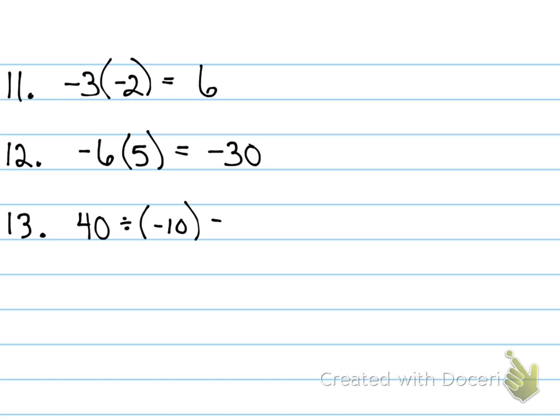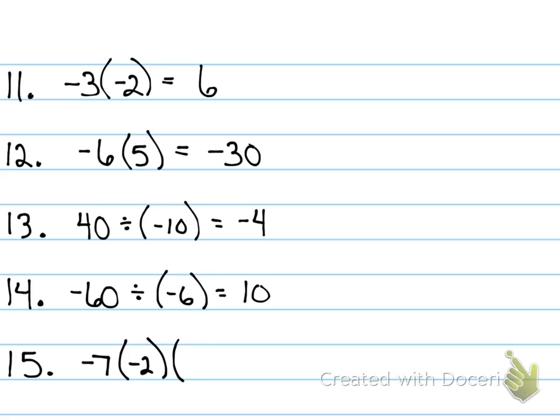40 divided by negative 10. All right, what'd you get? Negative 4. Why is my answer negative? Because there's only 1 negative, and that's odd. All right, number 14. All right, what is it? Positive or negative? Why? 2 negatives. All right, number 15.